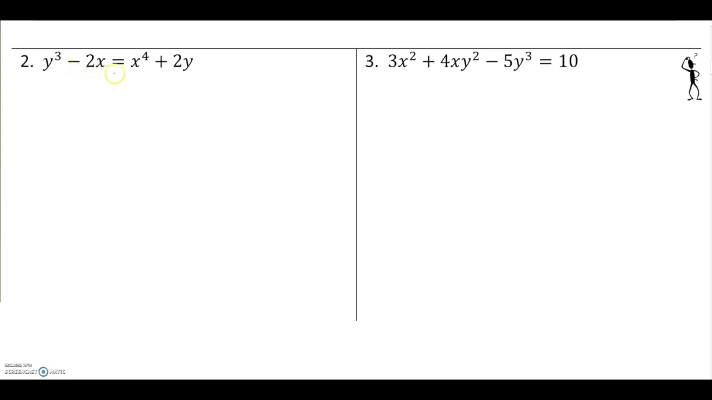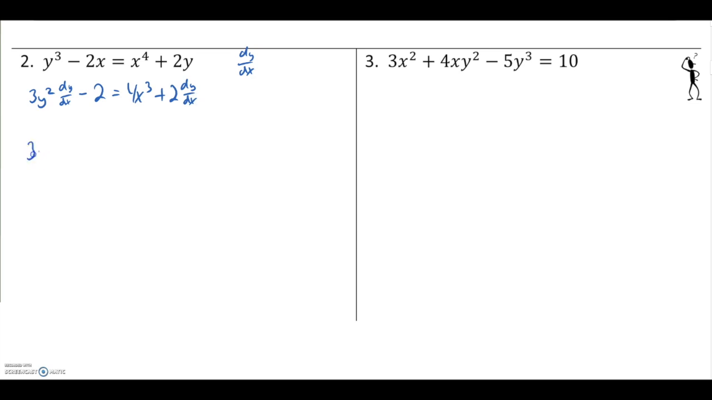So y cubed minus 2x equals x to the fourth plus 2y. We're going to try to get dy/dx. So let's differentiate each term in the problem. y cubed becomes 3y squared. That is not a function of x, so we're going to have this notation for the derivative, minus 2 equals 4x cubed plus 2, but then again, that was a term that had a y, so we're going to have to put a dy/dx there.